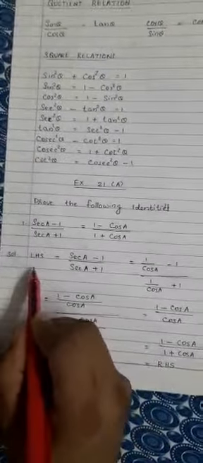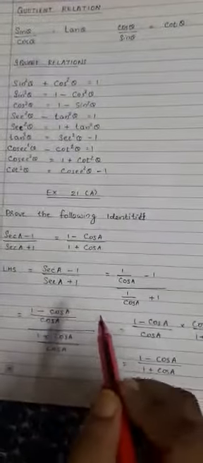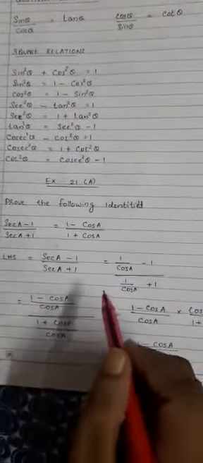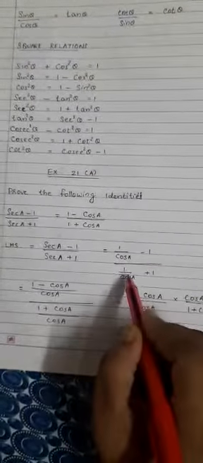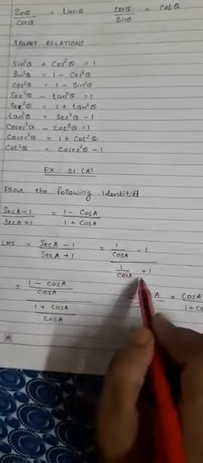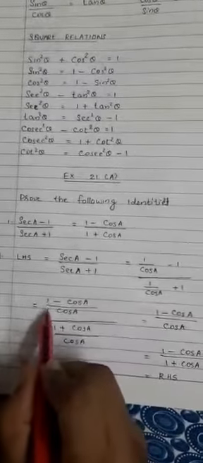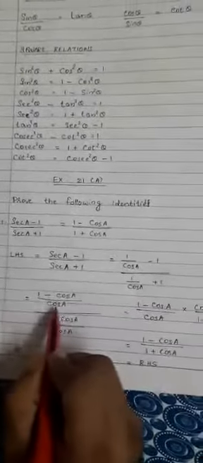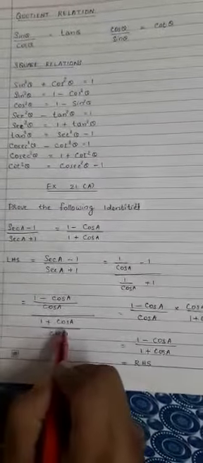First here LHS is equal to sec A minus 1 divided by sec A plus 1. You know sec theta is equal to 1 by cos theta. So this is 1 by cos A minus 1 divided by 1 by cos A plus 1. Take the LCM. 1 minus cos A divided by cos A, the whole divided by 1 plus cos A divided by cos A.